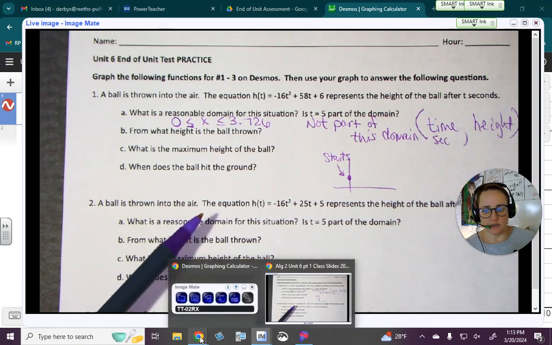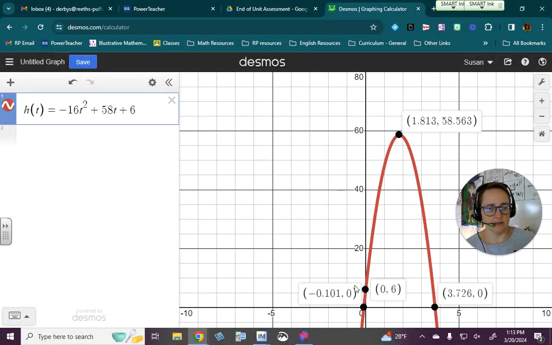And so I need to go back to my graph and see when t is 0, it starts 6 feet off the ground. 6 feet. The maximum height of the ball, right here is the maximum. This is the path that the ball takes. So this is the highest high point that it gets to. So the maximum height, remember height is our output, y. So this ball is tossed 58.563 feet in the air.